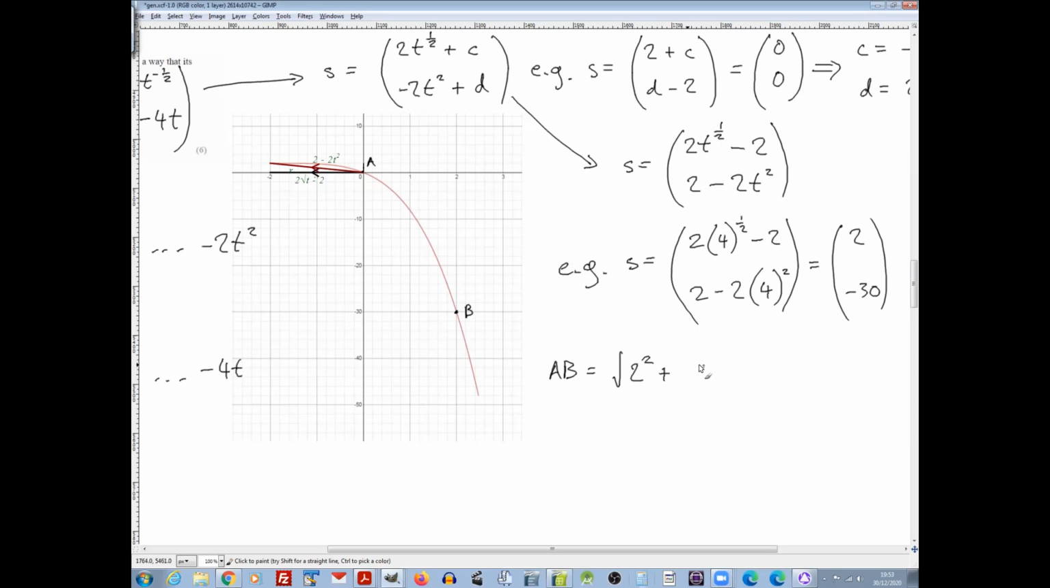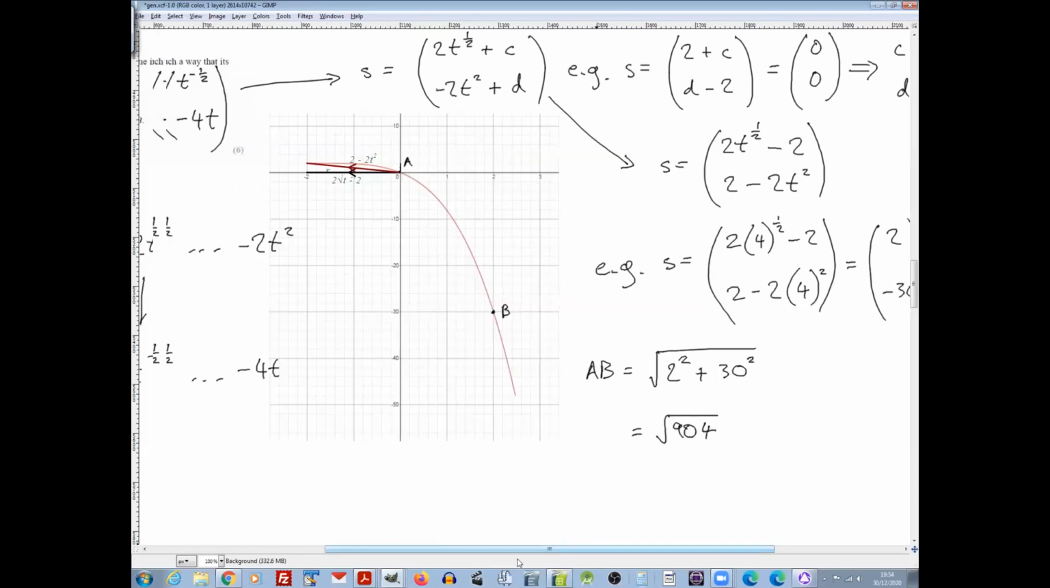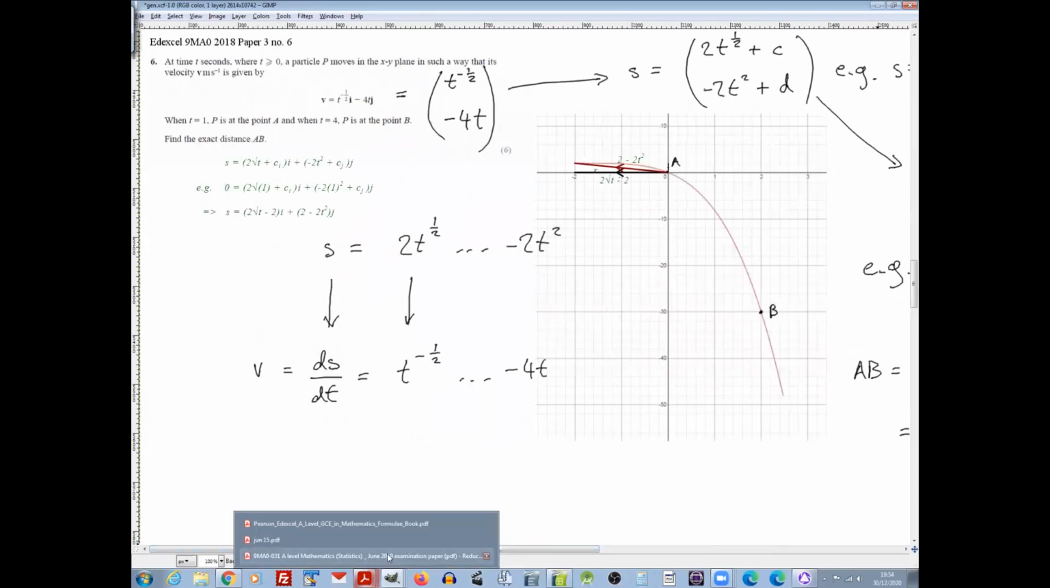Plus the square of minus 30, or the square of plus 30, same thing. So the answer is 30 squared, 900, plus 4, root 904. Absolutely. And I have no idea if that simplifies very easily.